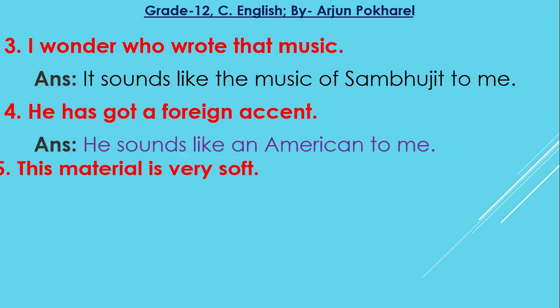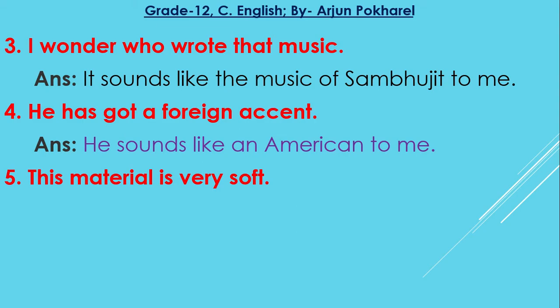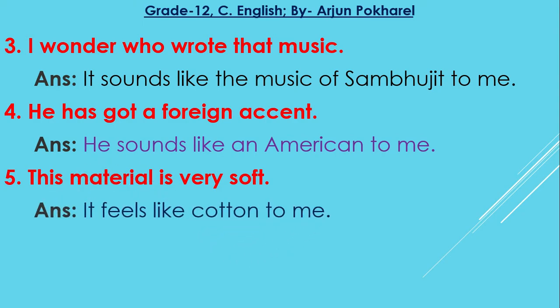This material is very soft. We find out the material by touching. Touching is done by our skin. That's why it feels like cotton to me, or it feels like silk to me, or it feels like synthetic to me, or it feels like leather to me. You can say any. It feels like cotton to me. This material is very soft. Very soft means what? Either cotton, or you can say what?